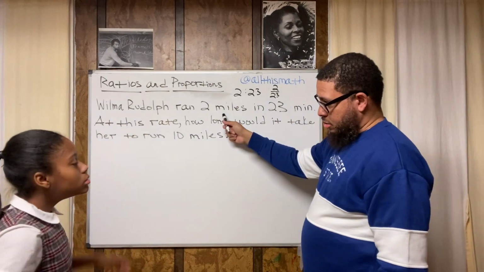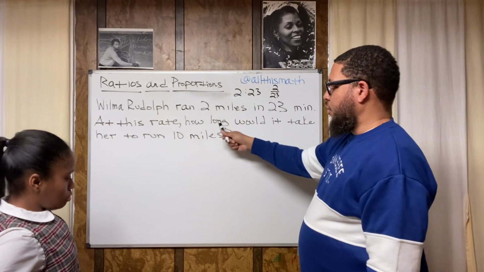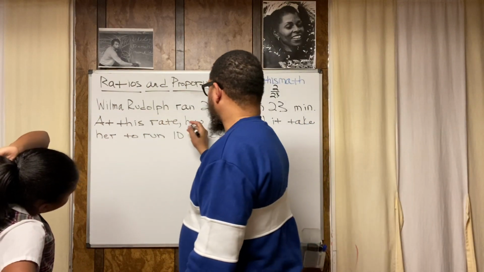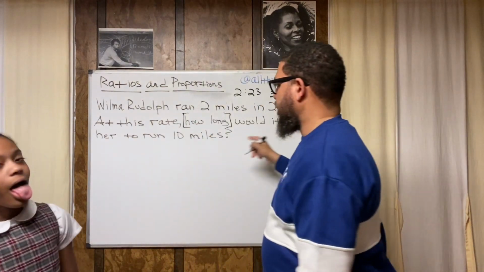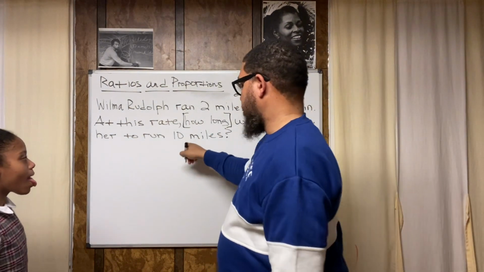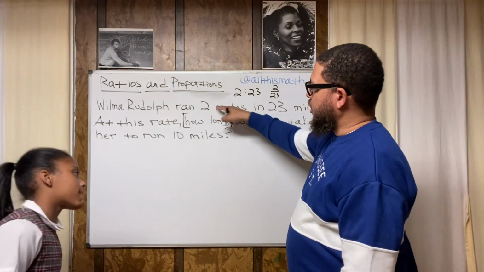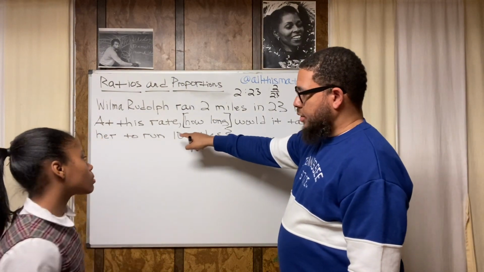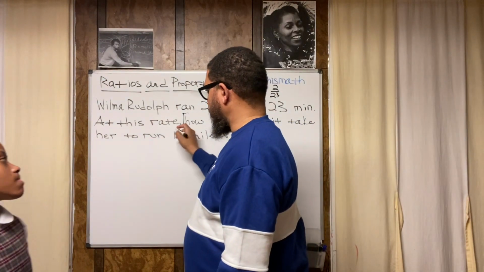All right, 2 miles, 23 minutes. Now, this is important because with this information, then we can figure out the answer to this question. How long [would it take her to run 10 miles]? So you know how long it takes her to run 2 miles. But now you want to figure out how long it takes her to run 10 miles.